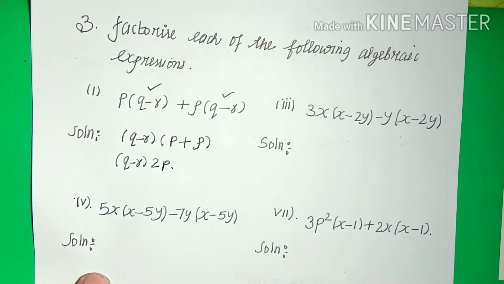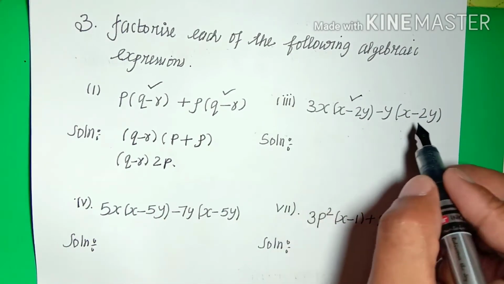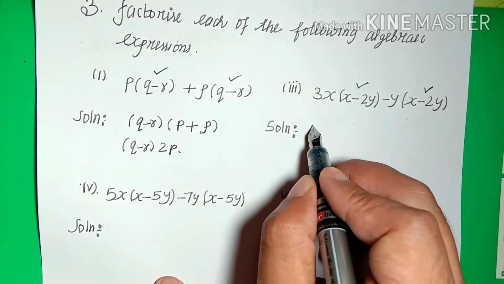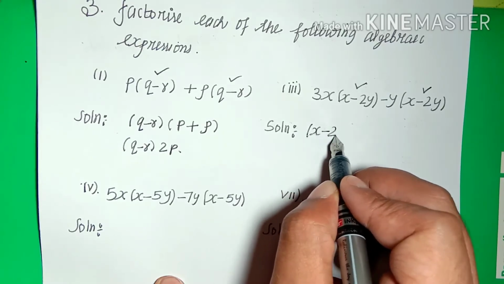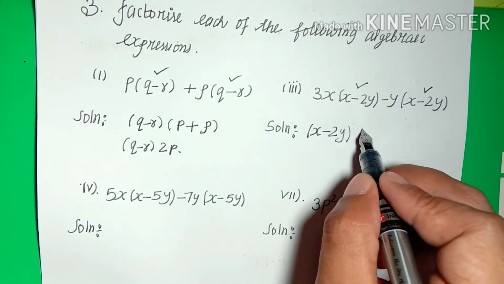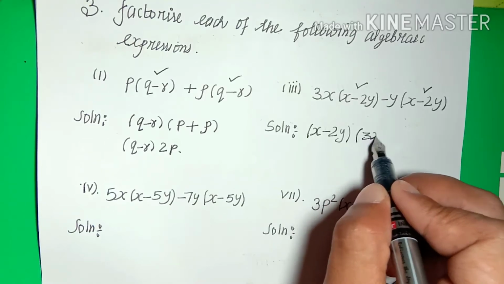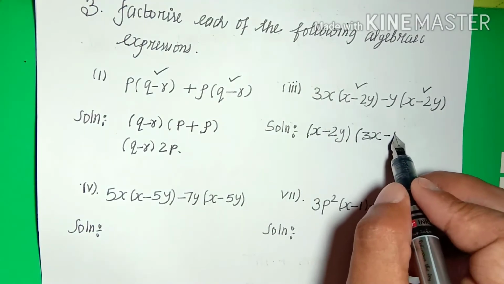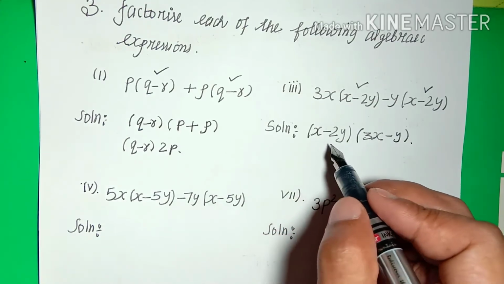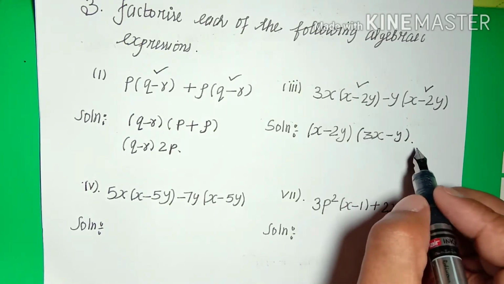The next one, we can see here the factor x minus 2y. Again here x minus 2y, which means these two are the same. So we can take the factor x minus 2y common. Once we take x minus 2y common, you'll have to collect the term that is left out along with the sign, here 3x minus y. So now these two are unlike terms, not possible to subtract. Even here these two are unlike terms, so not possible to subtract.